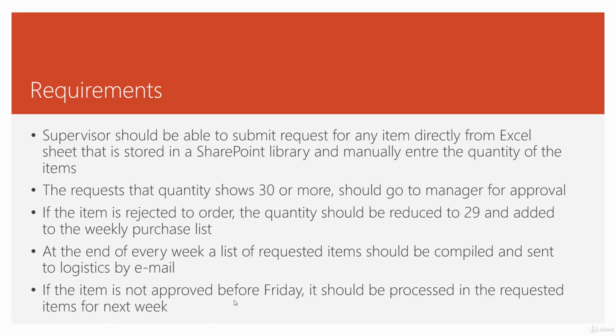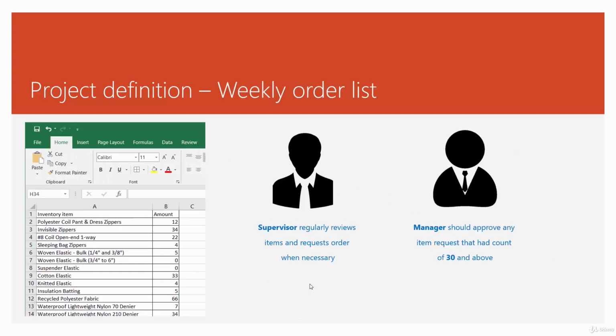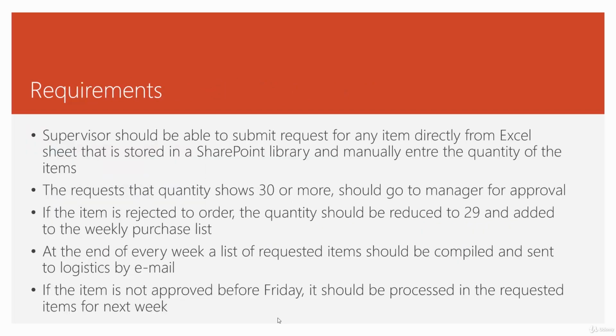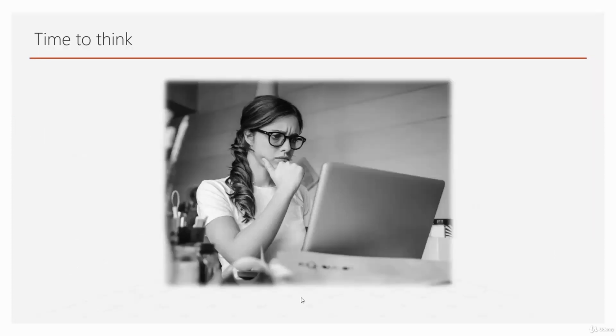And finally, if the item is not approved before Friday, it should be processed in the requested items for the next week. So it's Friday morning, and there are some items requested by the supervisor, but the manager hasn't approved them yet. Those items will not get into the shopping list for that week. They should wait for another week. If next week the manager approves them, they will be added to the shopping list. If the manager rejects it, the number comes down to 29, and again, it's added to the next week's shopping list. Easy enough?